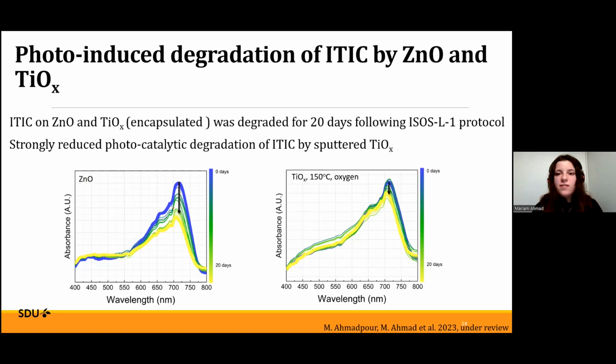And that shows this UV-induced photocatalytic degradation of ITIC by zinc oxide. But this effect is almost fully mitigated when the ITIC is deposited on the titanium oxide. So this indicates that the sputtered titanium oxide does not have a strong photocatalytic activity and therefore does not result in this strong photocatalytic degradation of ITIC, which is seen when ITIC is on solution processed zinc oxide.